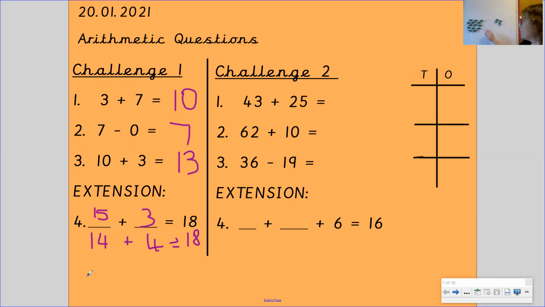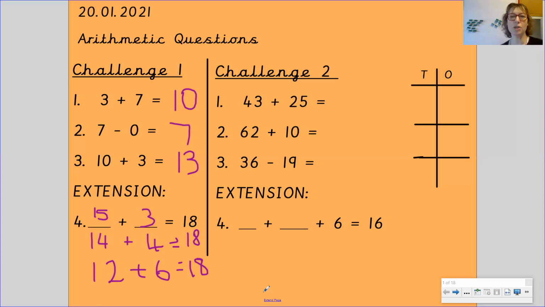This time I think I'm going to move another 2 from this group. So I'm going to take 1, 2 away from this group. If I had 14 and I've taken away 2, 14, 13, 12, I should have 12 left on that side. And now I should have 1, 2, 3, 4, 5, 6 on that side. So that's still 18. And it doesn't matter how many I move from one side to the other, as long as I've still got all of my 18 on the table or on my board, then my total is always going to be 18.